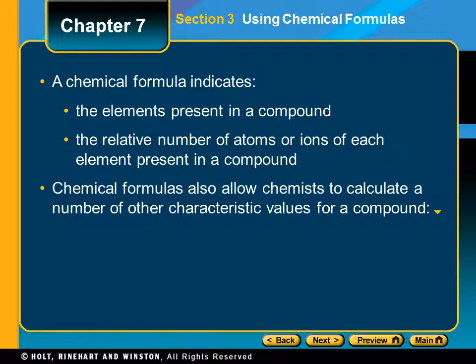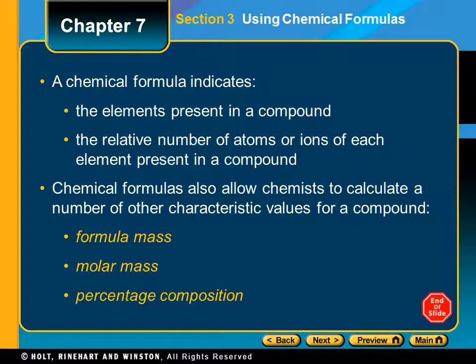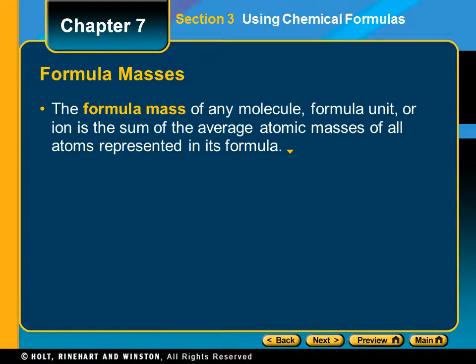And chemical formulas allow chemists to calculate a number of other characteristics and values for the particular compound that they're looking at. We can figure out formula mass, and we can figure out molar mass, and we can figure out percentage composition. Slightly different applications from what we learned, but very similar to some of the math we've already done in this class, guys. So what's formula mass?